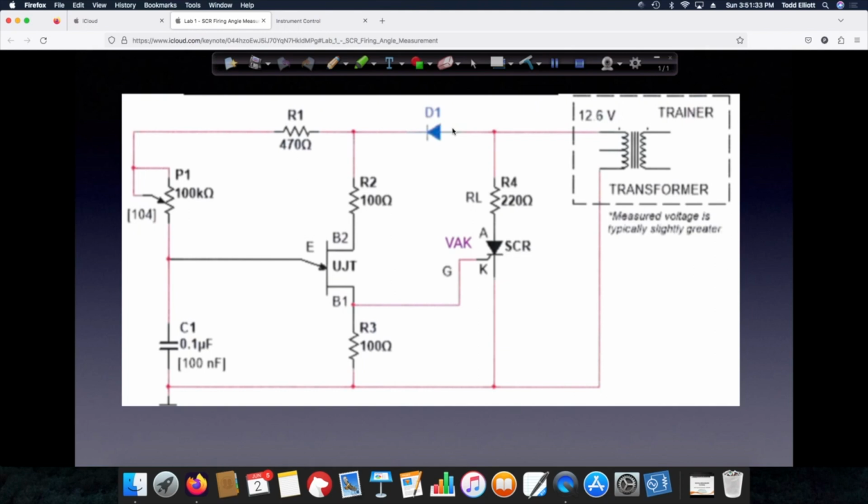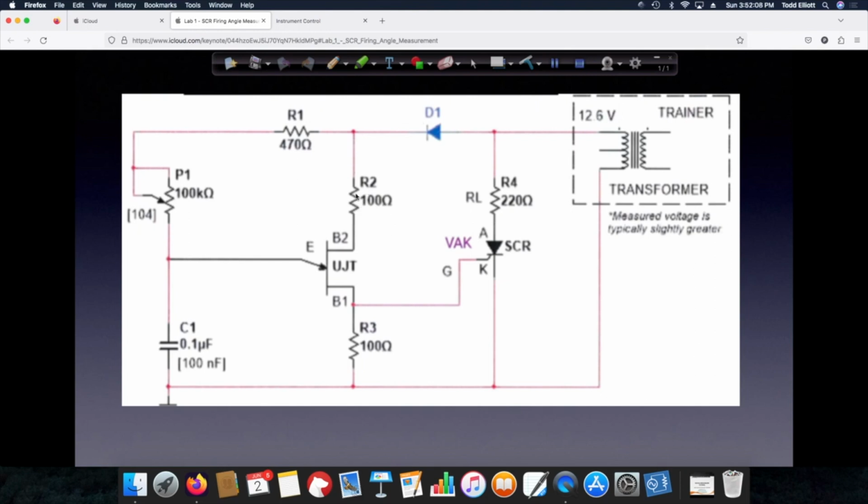This is a 1N4001 or similar power diode. Its purpose is to prevent large negative voltages from reaching the gate, which on this SCR has a maximum rated voltage of about -6 volts. So we need to protect the gate circuit from those negative voltages. And of course, on this side, only the positive half AC cycle will be permitted.